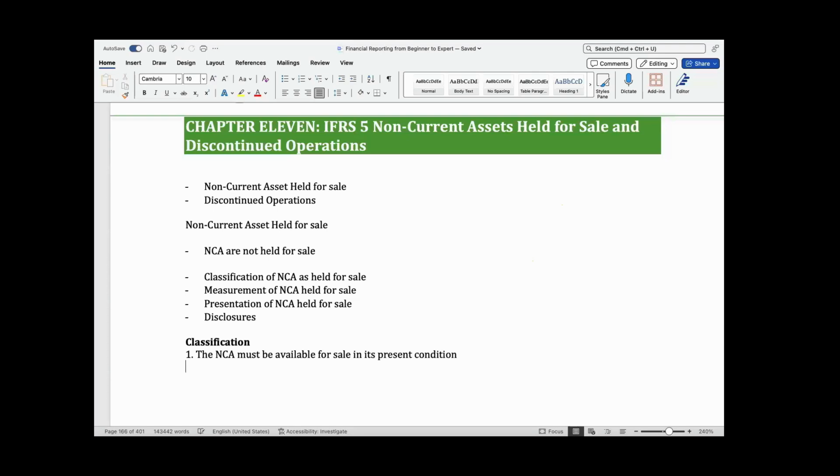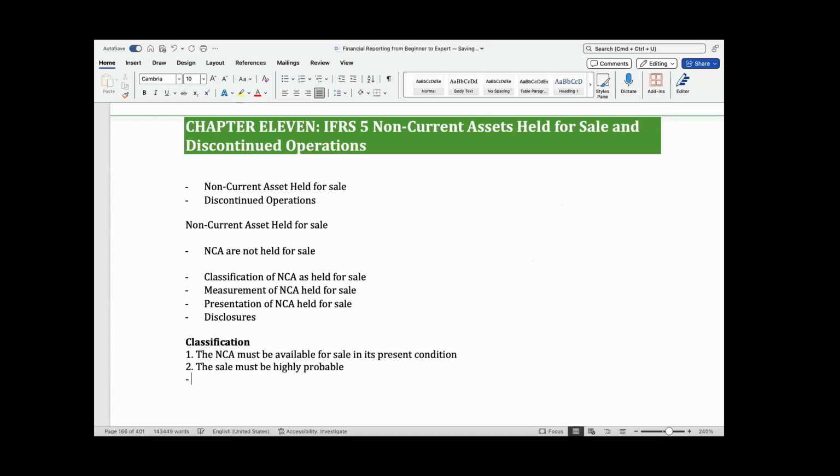And number two is that the sale of the asset must be highly probable. Must be highly probable. When we say the sale is highly probable, you cannot just say this and move on. You need to tell the examiner what highly probable means. It means 5 things, and you must be able to tell them these 5 things in the exam. It's extremely important that you can do that.